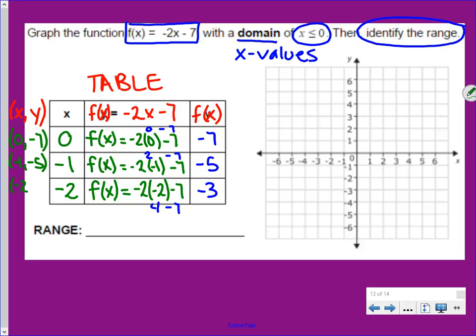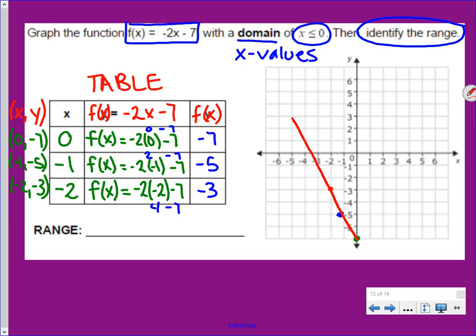We can plot those on our coordinate grid. 0, negative 7, negative 1, negative 5, and negative 2, negative 3. They make a nice straight line.